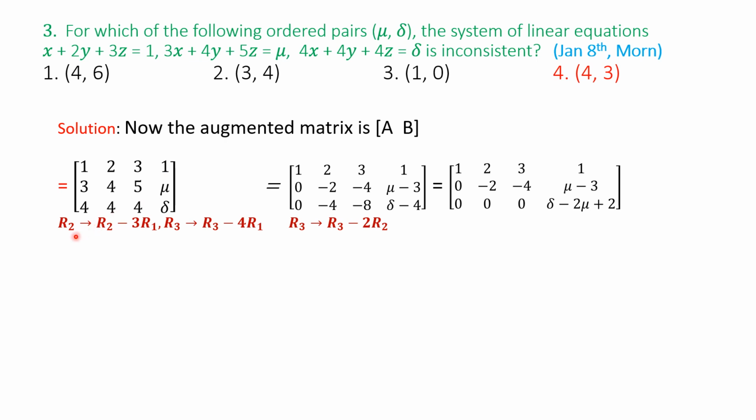Now we can apply row transformations. R2 changes to R2 − 3R1, R3 changes to R3 − 4R1. Then we get the resultant matrix where the first row does not change, and the second and third rows are 0, −2, −4, μ − 3, and 0, −4, −8, δ − 4.